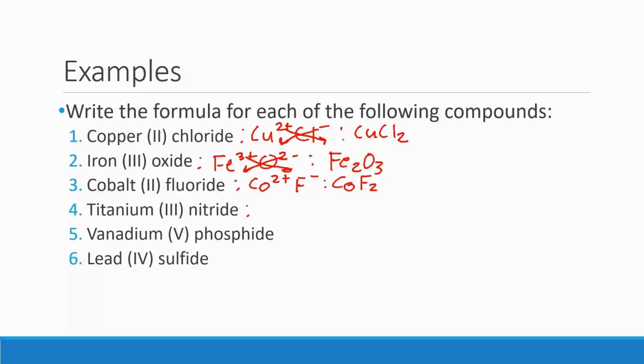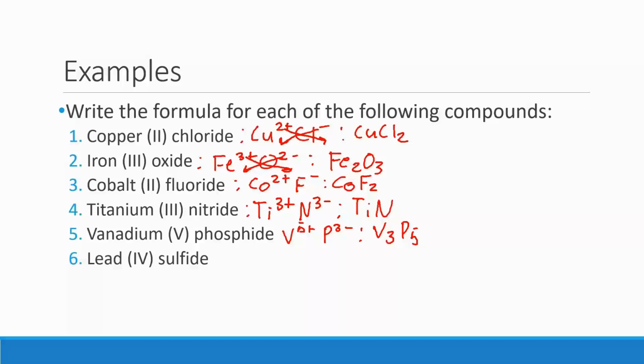Titanium 3 nitride. Titanium is going to have a positive 3 charge. Nitride, if you look through the periodic table, will have a negative 3 charge. Because these are the same exact charge, they're just going to simplify out to ones. So this will be TiN as opposed to Ti3N3. Vanadium V phosphide. V is for 5, so that means that vanadium has a positive 5 charge. Phosphide, if you look through the periodic table, has a negative 3 charge. When you crisscross these, you'll end up with V3P5.